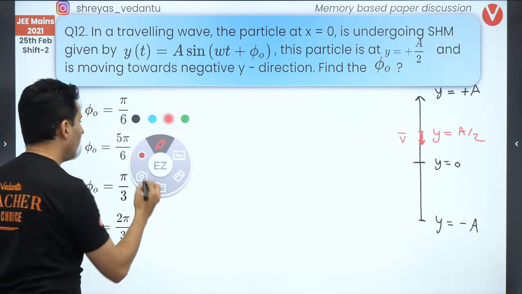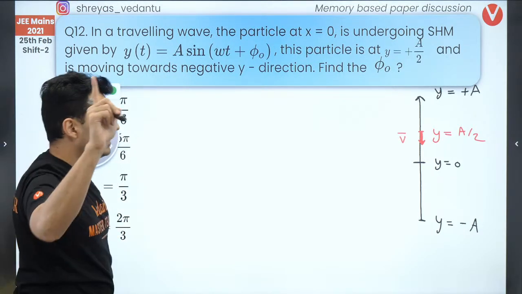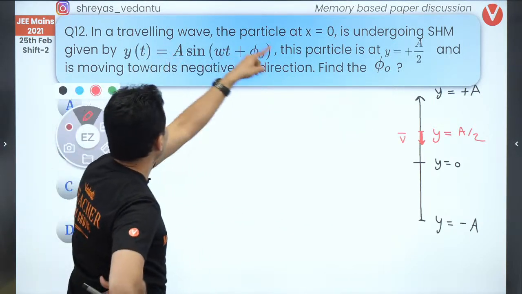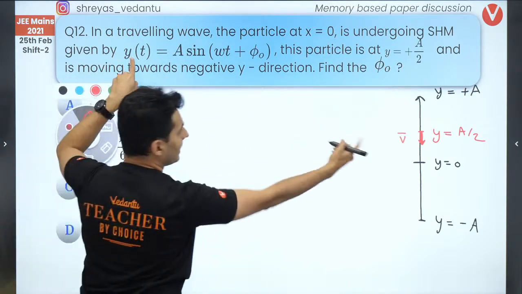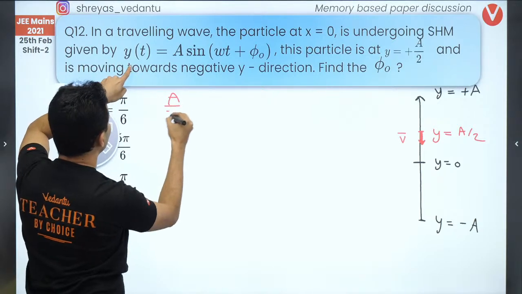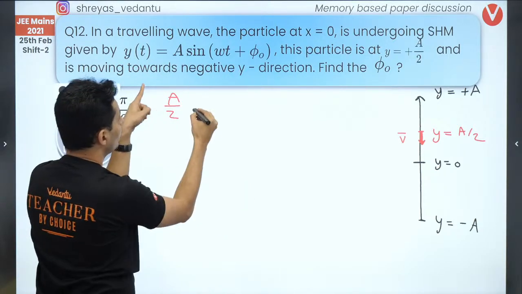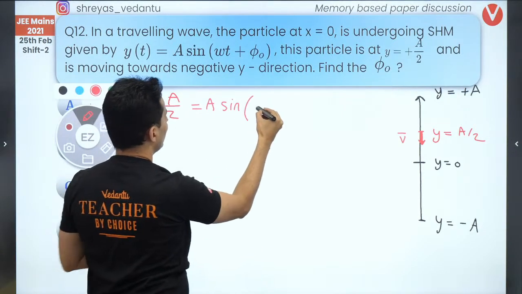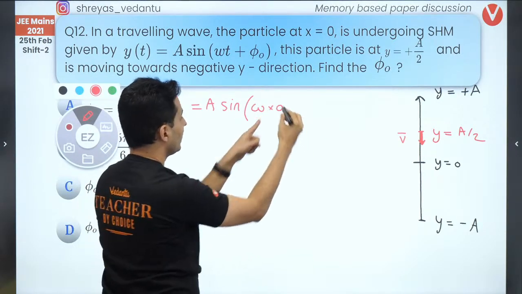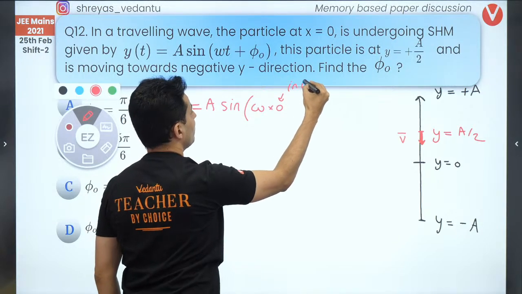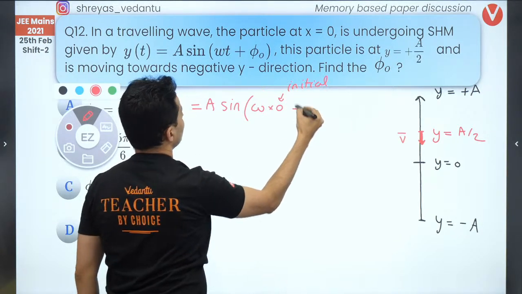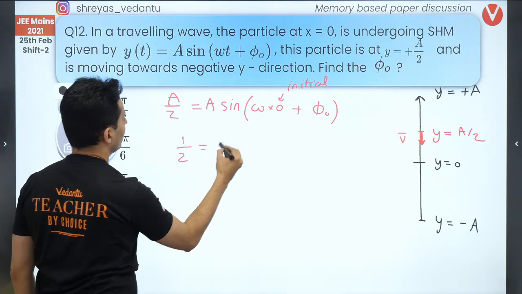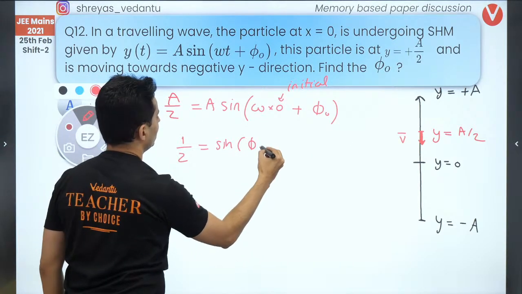Very good. Now think about it. I can use this equation directly. Let's see, what do I get? Y is a by 2. Y is given to be a by 2 when time is 0. A sine of omega multiplied by 0, initial, this is only because it is initial, plus phi naught, correct? So this will become half is equal to sine phi naught.